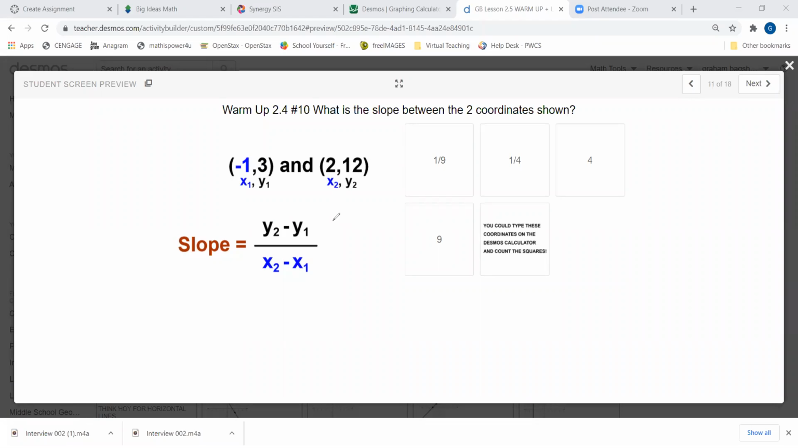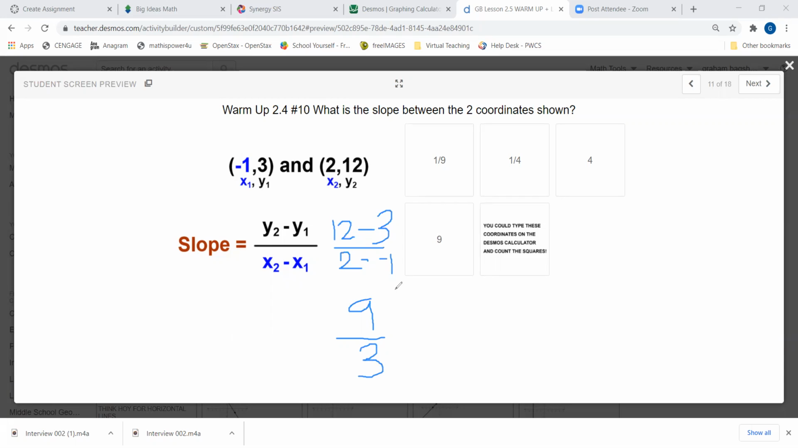So y2 says 12. y1 says 3. 12 minus 3 is 9, so it looks like we're trying to trick you into picking this answer, but we're not finished yet. x2 is 2. Take away x1, which is -1. And then we work these out. 12 take away 3 is 9. And 2 take away -1. Use your calculator if you're not sure.